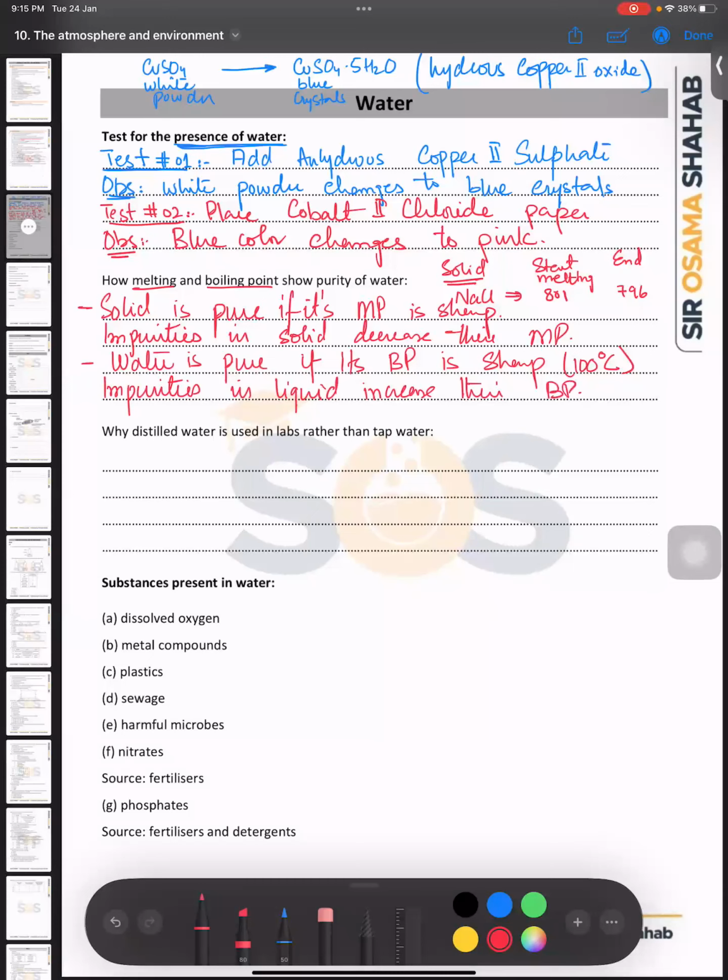For suppose if you have pure water, it should have 100 degrees Celsius boiling point. But if you have salt solution, it must have a greater boiling point than 100. It may be somewhere 110 or anything, any number, but you just need to keep remember it must be greater than 100.